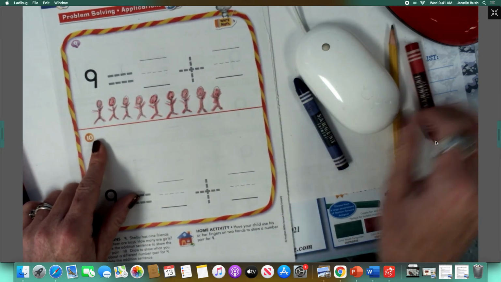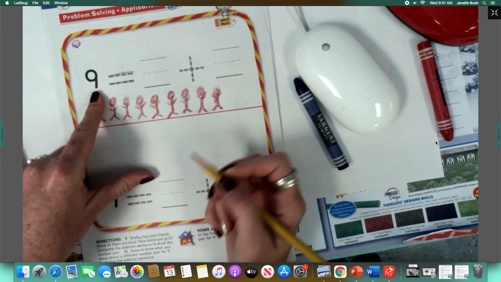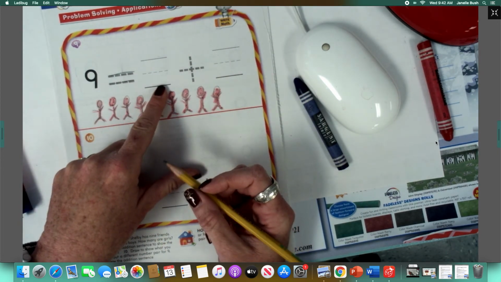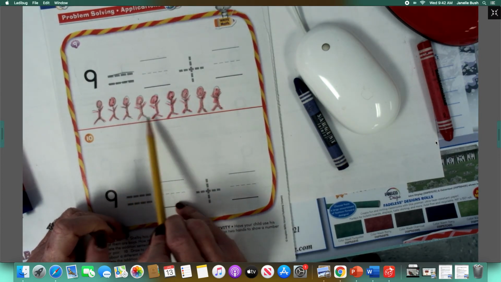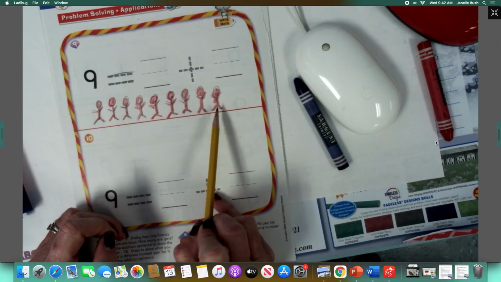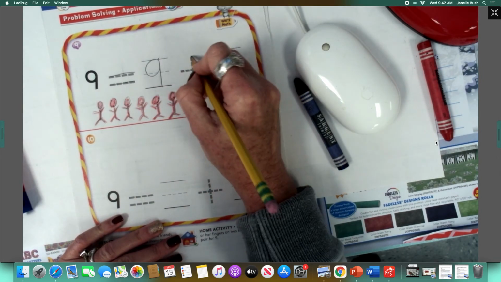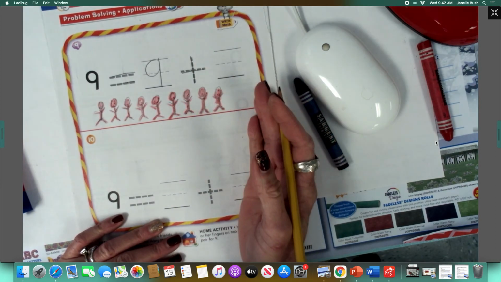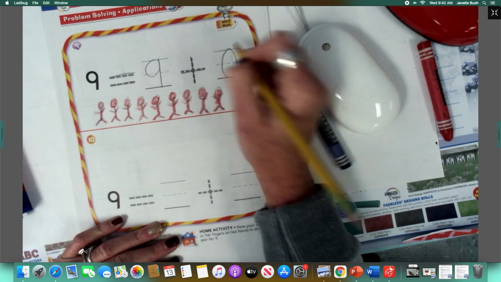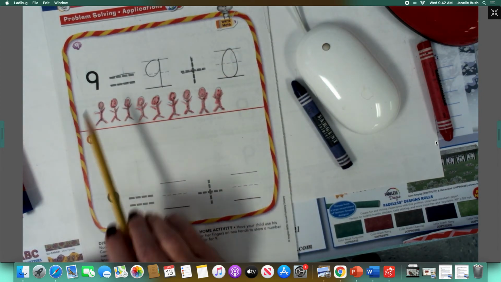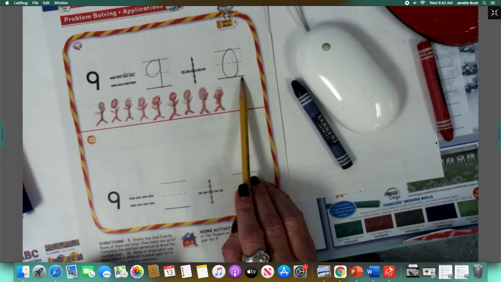Okay, so in this first blank, we're going to say 9 equals, because Shelby has 9 friends. How many girls does she have? Let's count. 1, 2, 3, 4, 5, 6, 7, 8, 9. So 9 of her friends are girls. And then how many are boys? 0, because 0 means none. So your addition sentence should be 9 equals 9 plus 0.